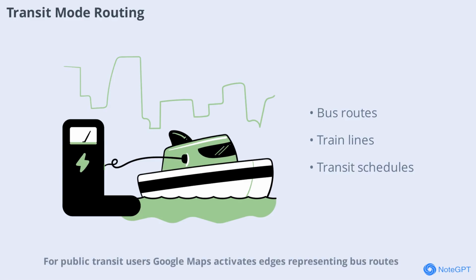For public transit users, Google Maps activates edges representing bus routes, train lines, and subway tracks. By integrating transit schedules and stops, the app provides efficient routes for commuters. This mode-specific routing ensures that users can navigate complex transit networks with ease.